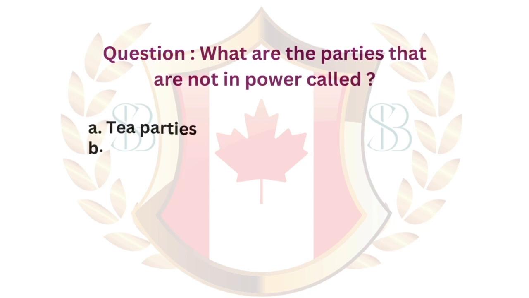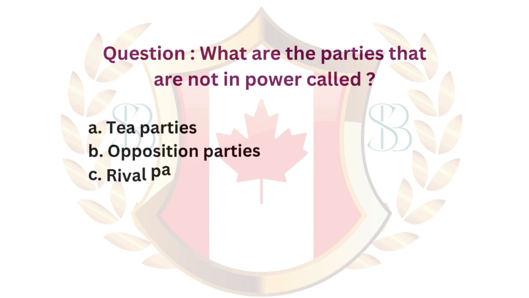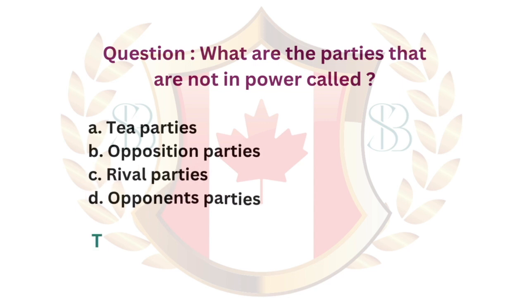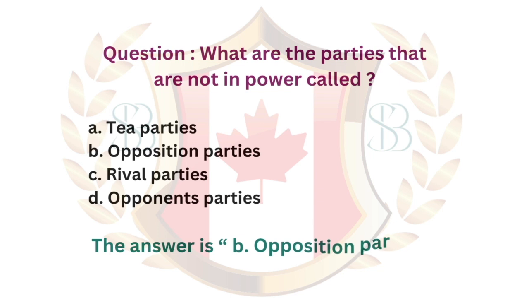Question. What are the parties that are not in power called? A. Tea parties. B. Opposition parties. C. Rival parties. D. Opponent parties. The answer is B. Opposition parties.